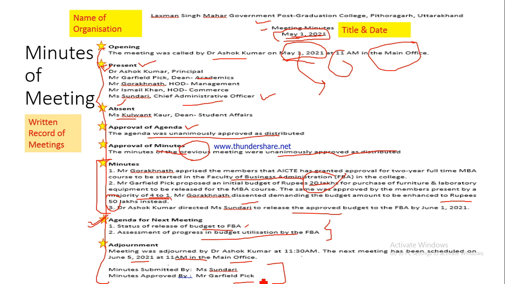And secondly, once the minutes have been approved by Mr. Garfield Pick, they would then be circulated to the members who participated in the meeting. Plus, they can also be circulated to the wider audience, to more employees, to other employees in the organization. Is that fine? So this is how you have to write minutes of meeting.